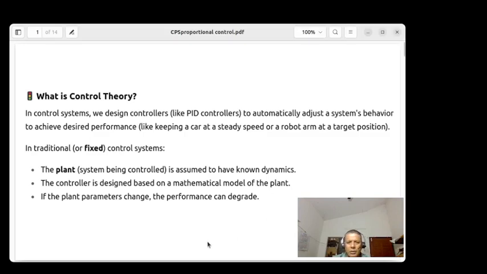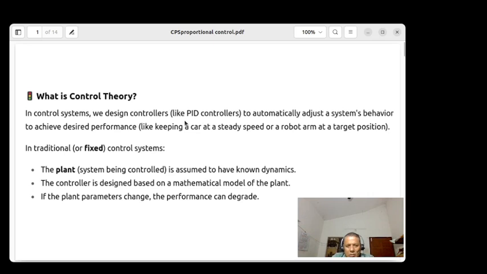Hi, and today we can discuss control theory. To control something, we require a control signal, and we can have a control signal of proportional nature, integral nature, or derivative nature. So, depending upon that, we have three types of controllers: proportional controller, integral controller, and derivative controller.